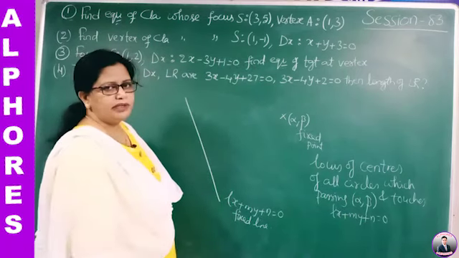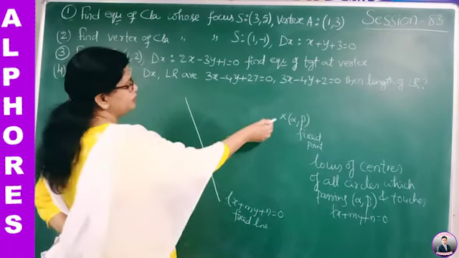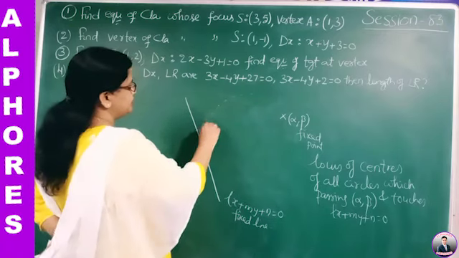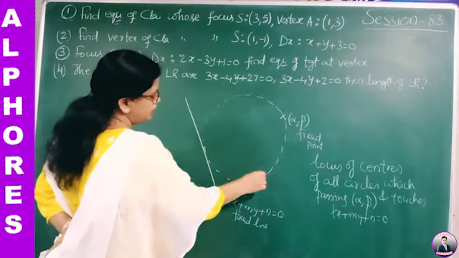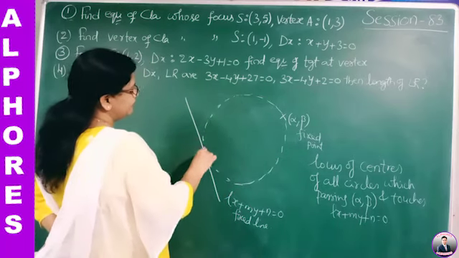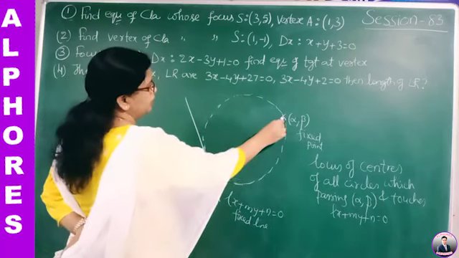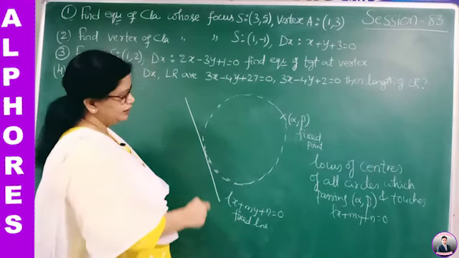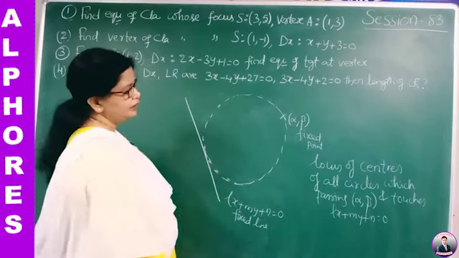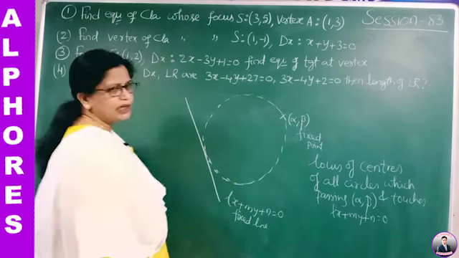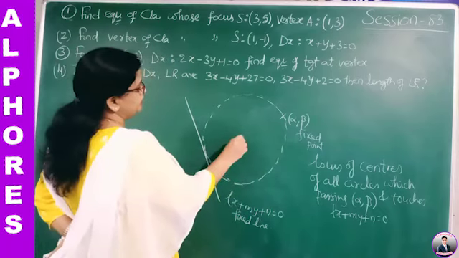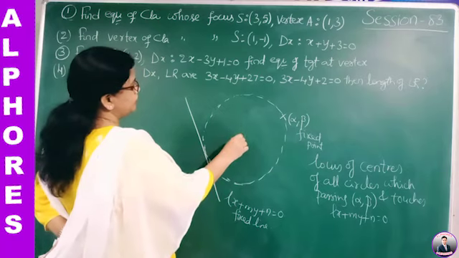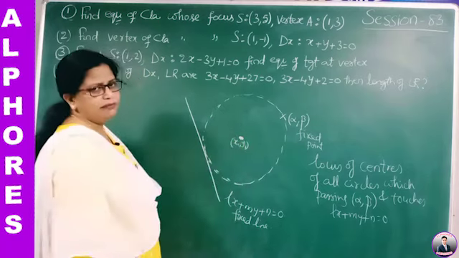What about the locus of all centers? Suppose I take one of the circles. It is passing through alpha beta and touches this line. The requirement is the locus of centers. Suppose this is the center of this circle. For this circle I take the center as x1 comma y1.